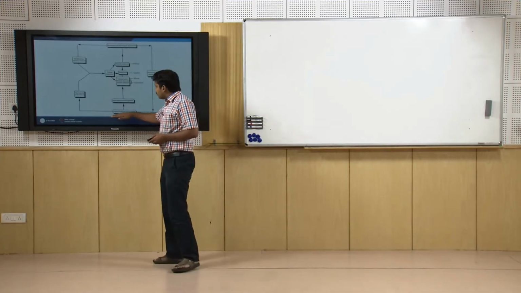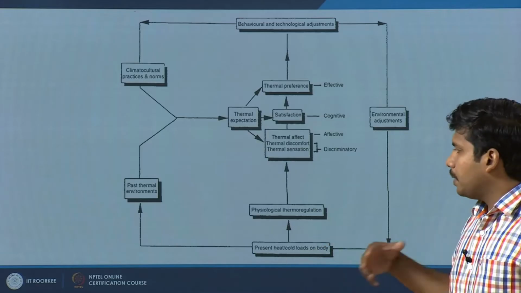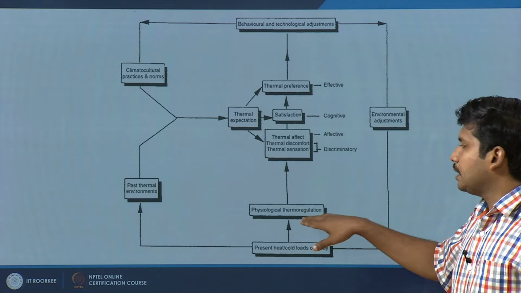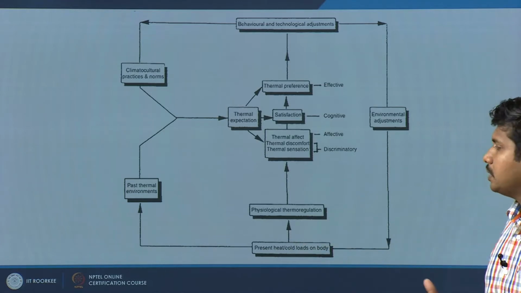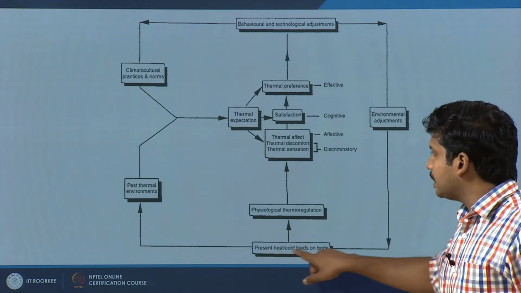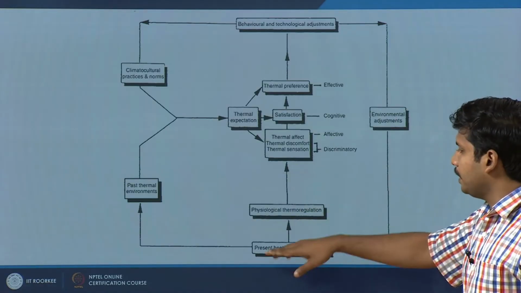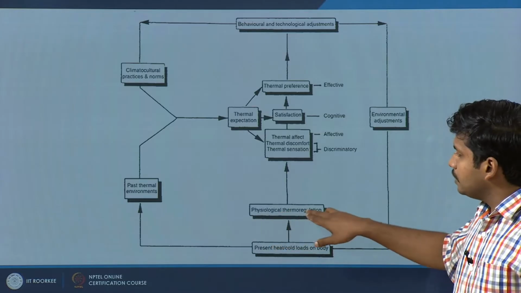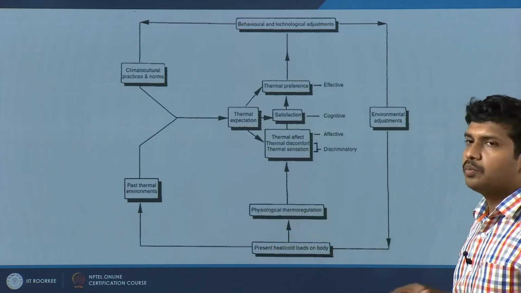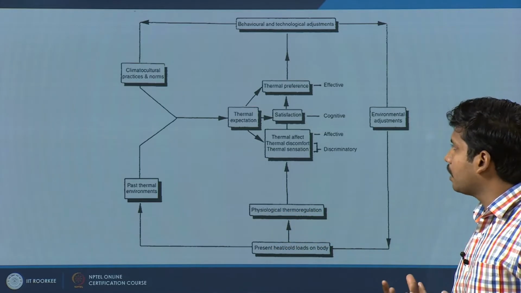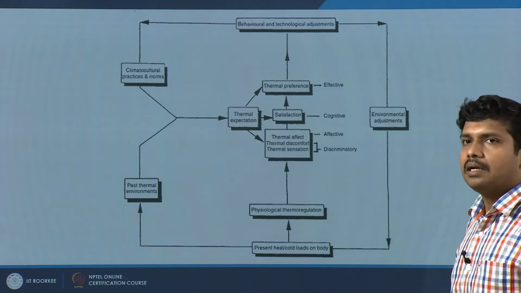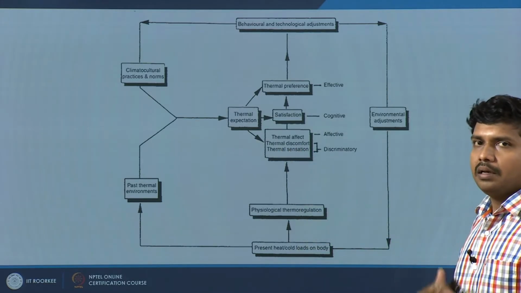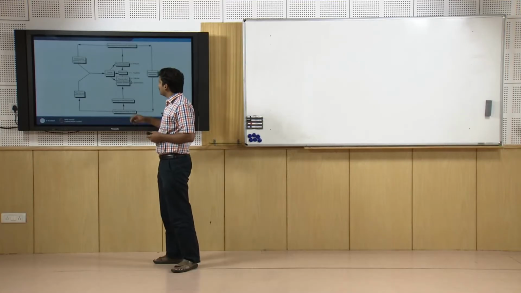In the last modules, what we saw is that a person's body physiologically regulates itself to the thermal environment. Let us start from this point in this chart, the present heat and cold loads on a body. What happens? There is a physiological thermoregulation process which the body undergoes. Because of this, we start perceiving or experiencing a particular environment.